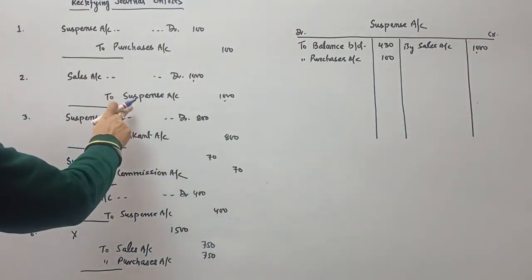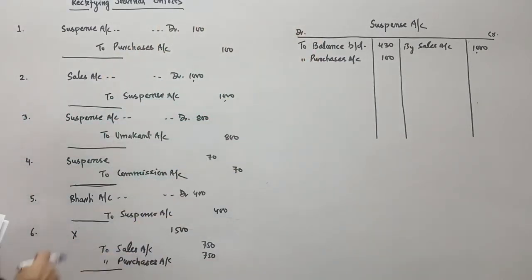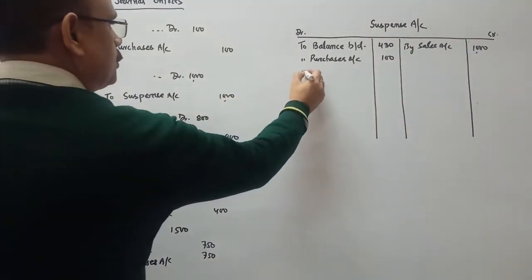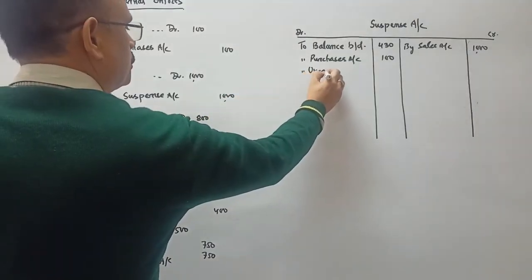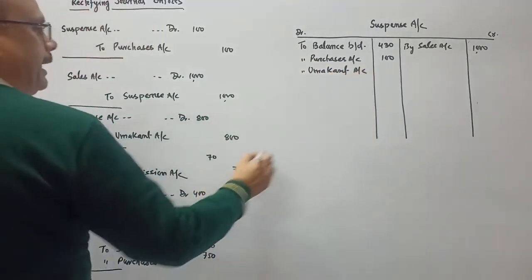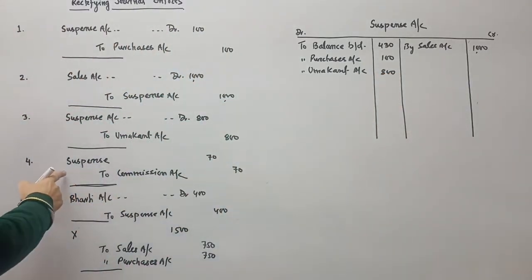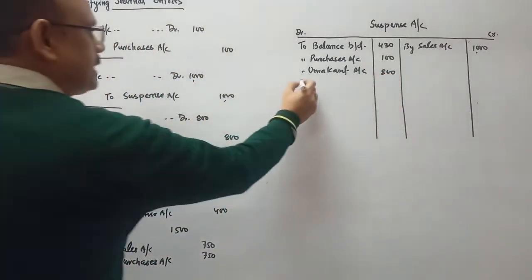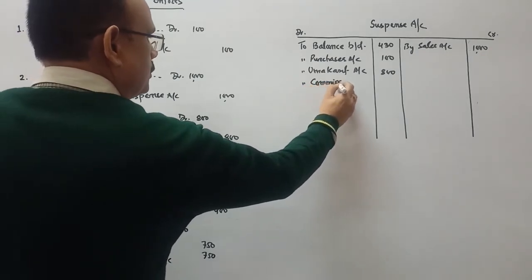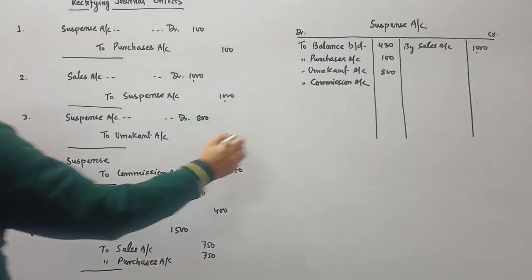1000 by sales account. Suspense is on credit, so credit side of the ledger, suspense ledger. Suspense is on debit, so in the debit side to Umakant account 800 rupees. Coming to the next, suspense is on debit, so we'll do the posting in the debit side to commission account. Amount is 70 rupees.